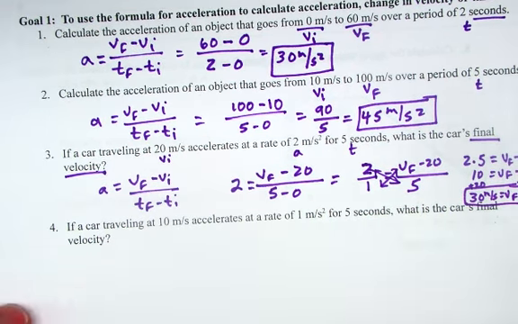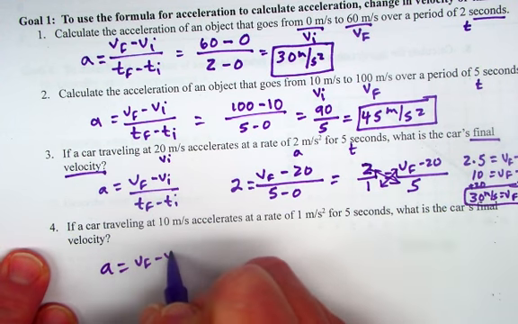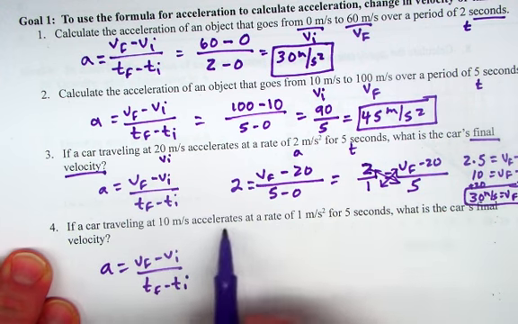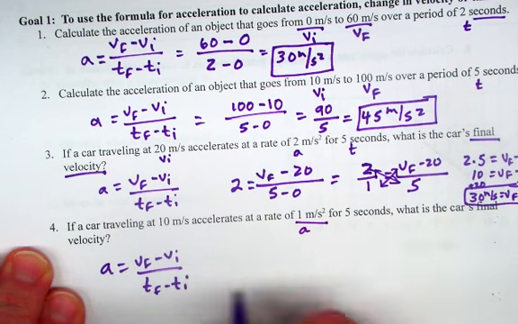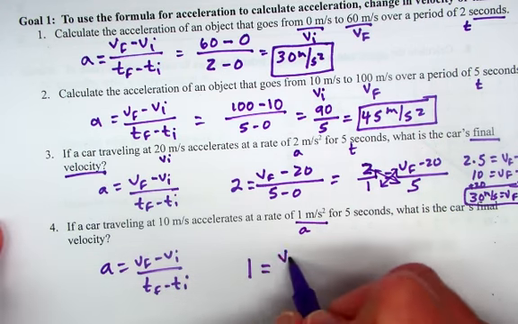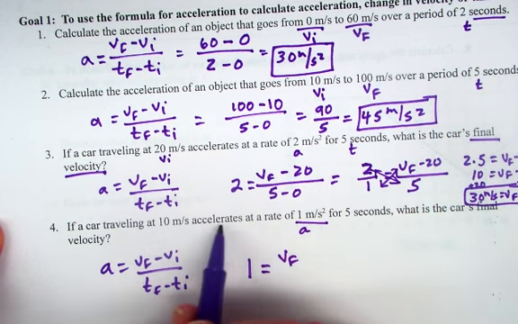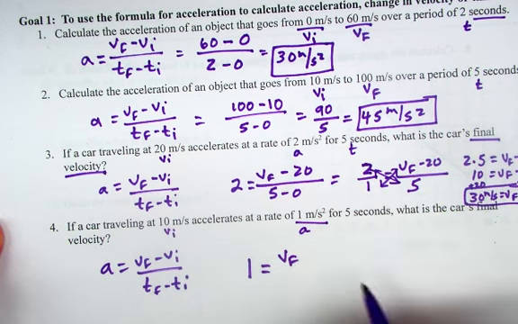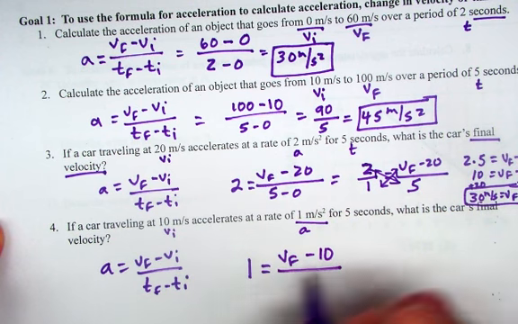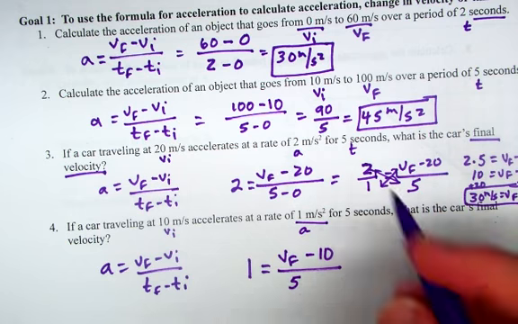Same problem for number 4. We're trying to find the car's final velocity. So we're going to take our acceleration and plug it in for A. It says accelerates at a rate of 1 meters per second squared. So that's A. So I'm going to plug 1 in for A. My final velocity is what I'm looking for, so I'm going to write that down. And I know since the car was traveling at 10 before it did this other acceleration, that's my starting speed. So I'm going to plug 10 in for initial velocity. It took 5 seconds, so that's going to be my time. And if I just subtract 0, I don't have to write that out.